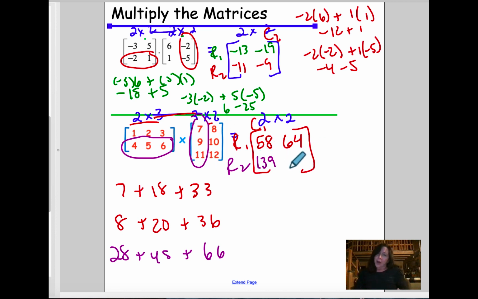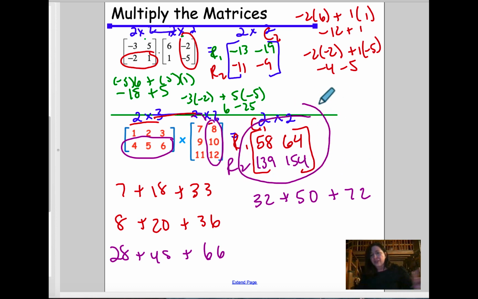And then this last spot is row 2 times column 2, which is this column here. So we're going to go 4 times 8, which is 32, plus 5 times 10, which is 50, plus 6 times 12, which is 72. So we've got 72 plus 50 plus 32. How many is that? 154. And that's it. That's my matrix multiplication for the 2 by 2.